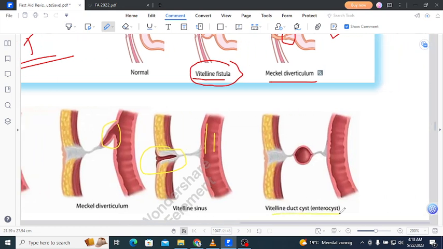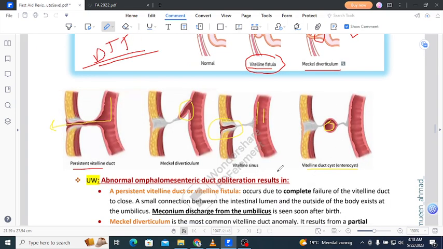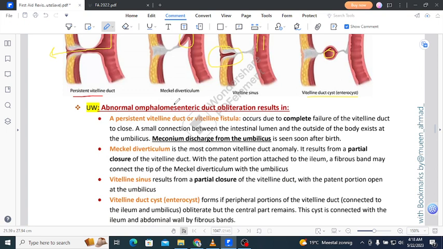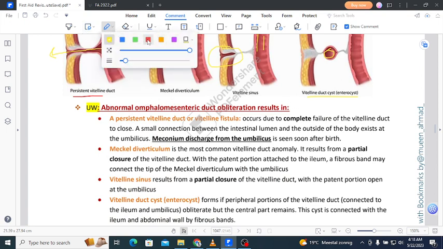And there is a Vitelline cyst or enterocyst, in which the Meckel diverticulum is closed at the ends and patent in the midline, and that causes the formation of a cyst. Then we have a UWorld point: abnormal omphalomesenteric duct obliteration results in... We have seen that, but now let's talk about that once again.